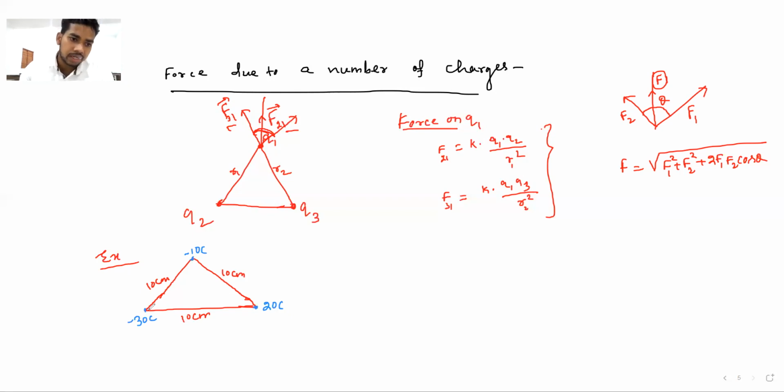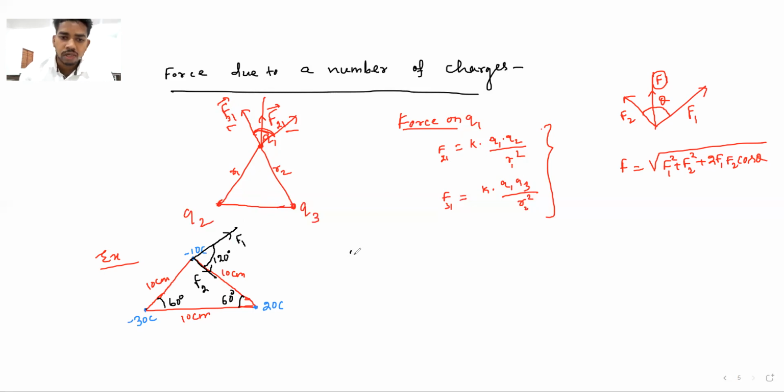Minus 10 coulomb and minus 30 coulomb, so it will be like charges. So force will be in this direction, F1. And on minus 10, the 20 will exert an attractive force in this direction, F2. And this angle is 60 degree, this angle also 60 degree. So this angle will be 120 degree.